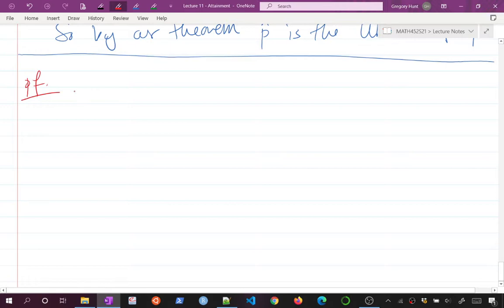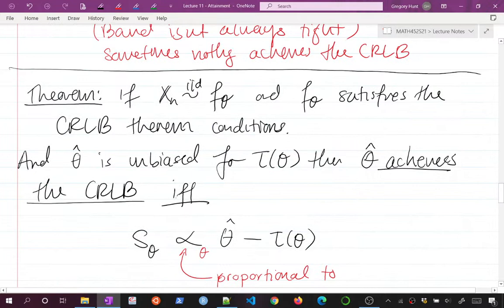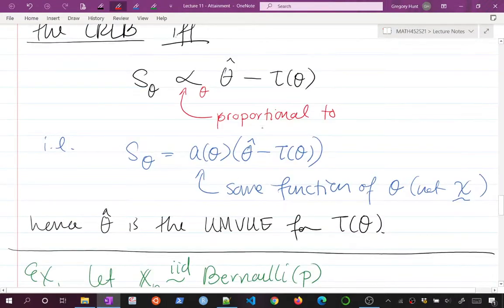We can maybe look at some more examples, and then we'll relate it to exponential families. But the theorem here says that basically I need to write my score as a sum of a of theta times theta hat minus tau of theta.